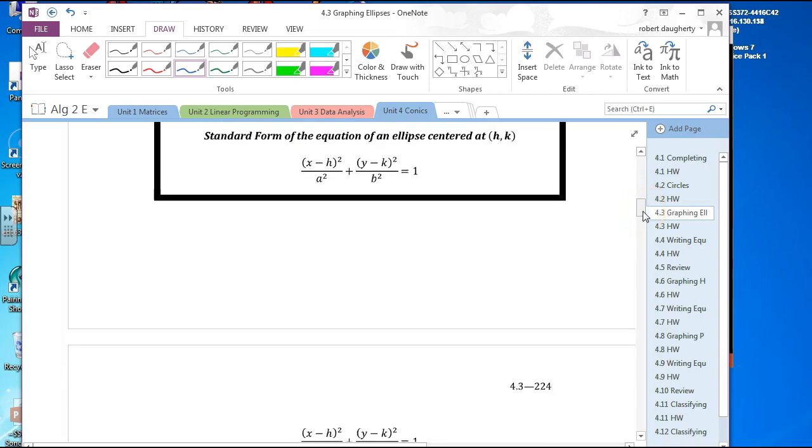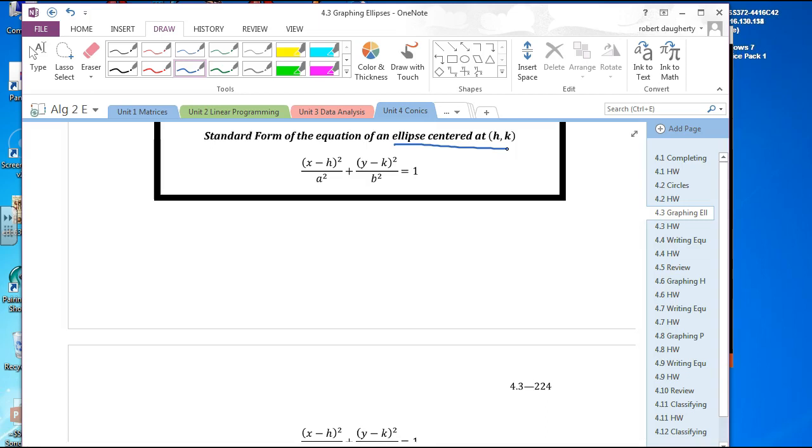Standard form of the equation of an ellipse centered at (h, k): (x minus h) squared over a squared plus (y minus k) squared over b squared equals 1. (h, k) is the what? Not vertex. Same as a circle. (h, k) is the center. So (h, k) is the center. There's a clue here where it says the ellipse that is centered at (h, k). That's your clue that (h, k) is the center of this ellipse.